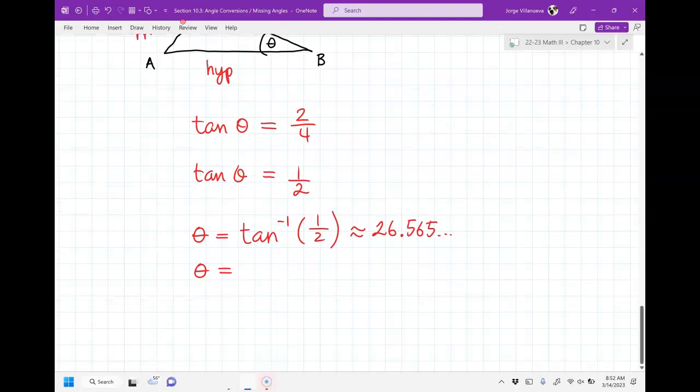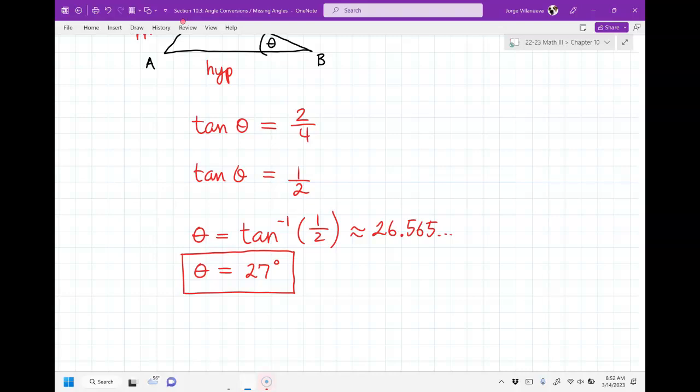But they want me to round it to the nearest degree. So that's 27 degrees. And that's my answer. Any questions on this one?